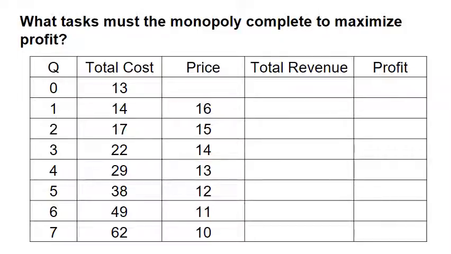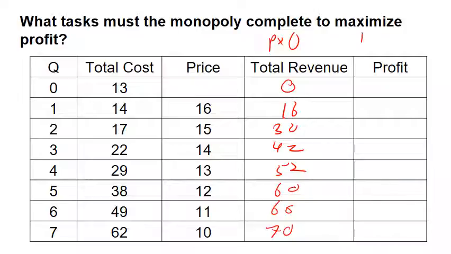Let's find the price and quantity that maximizes profit for a monopoly that faces the demand and cost described in the table. Total revenue is price times quantity. So 0 times 13 is 0, 1 times 16 is 16, 2 times 15 is 30, 3 times 14 is 42, 4 times 13 is 52, 5 times 12 is 60, 6 times 11 is 66, and 7 times 10 is 70.